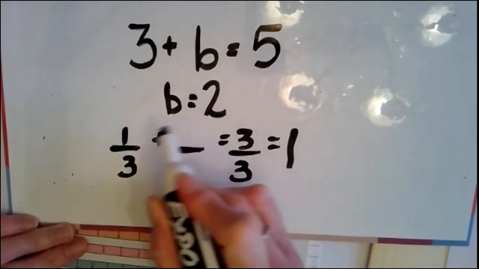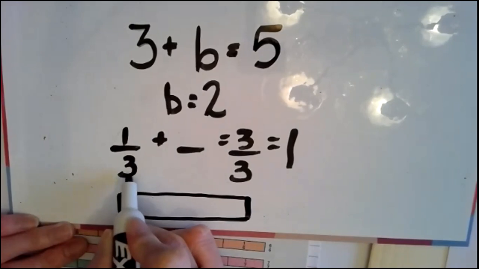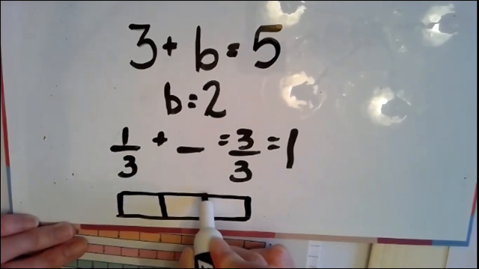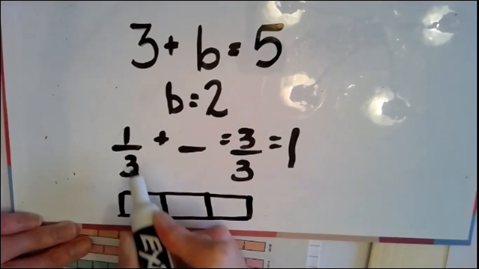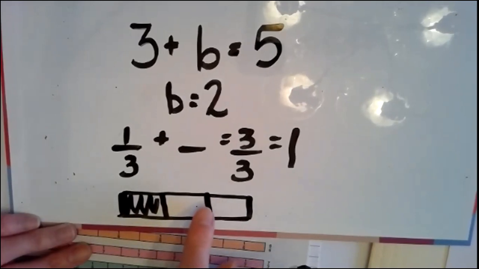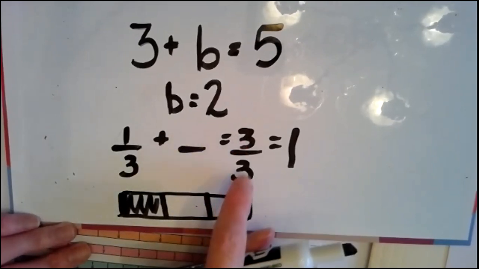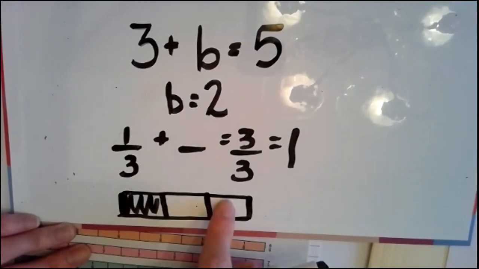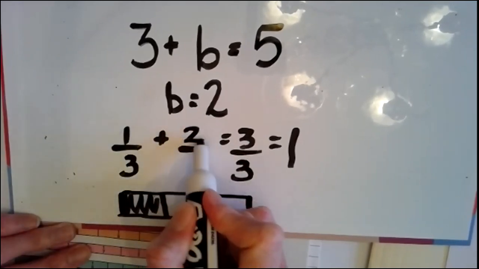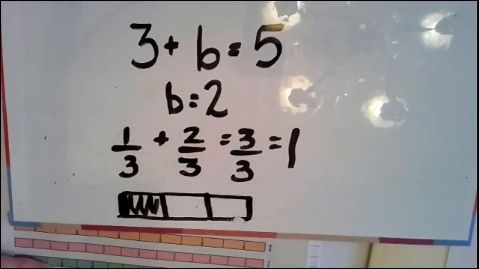If you're having a hard time thinking about that, you could draw the model. The denominator tells me the number of equal parts in a whole. I know I have 1/3. How many more thirds are needed? How many more unit fractions are needed for the whole? 1/3, 2/3. 1/3 plus 2/3 gives me 3/3 or a whole.